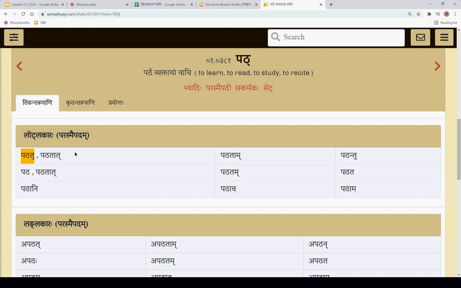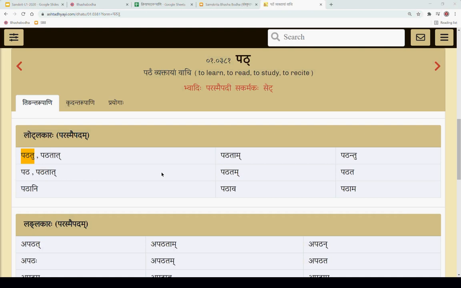But if you are just requesting or ordering, then pathyat is not used. Only patatu is used. But patatu has a general meaning; it can also mean a wish. Specifically for a wish, there is pathyat. Note that it has the same form in both prathama purusha and madhyama purusha, ekavachanam. It is applicable only to prathama purusha and madhyama purusha, ekavachanam.